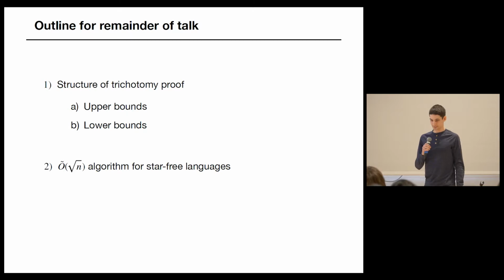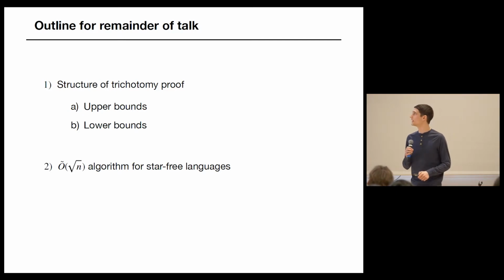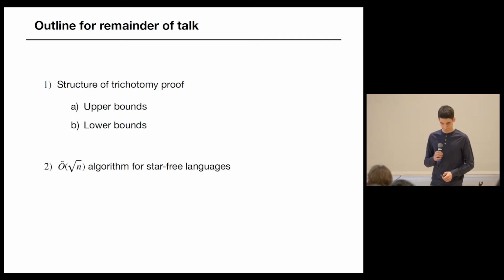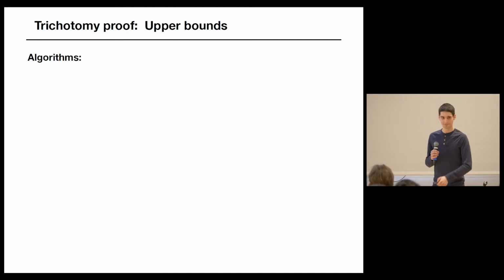Okay, so the outline for the remainder of this talk is just going to be a brief structural overview of the proof, and then we'll dive into the most interesting part, which is the square root n algorithm for star-free languages. Thank you. So as I said earlier, the upper bounds all come from explicit algorithms, right?